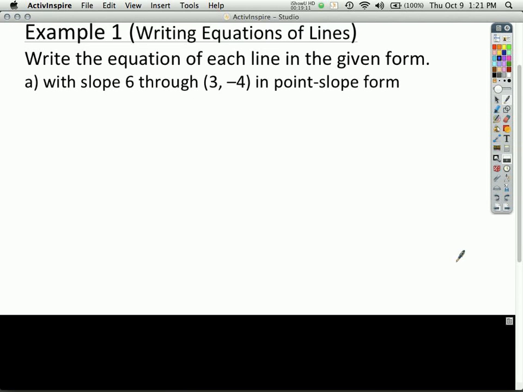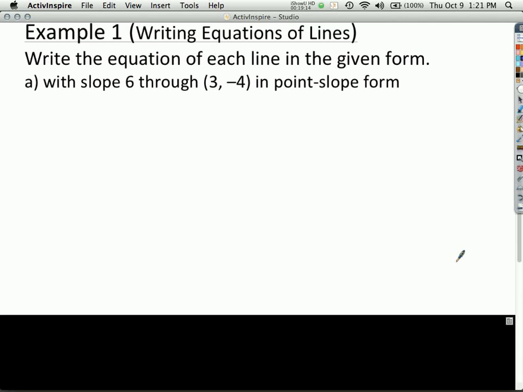So write an equation of each line in the given form. So we're given some information about the line, about the equation, and the form that we would like it in.